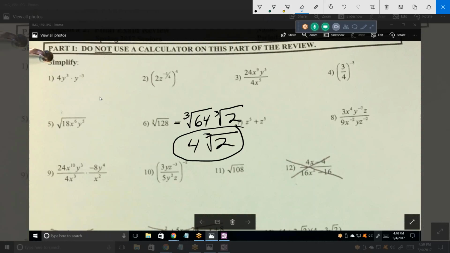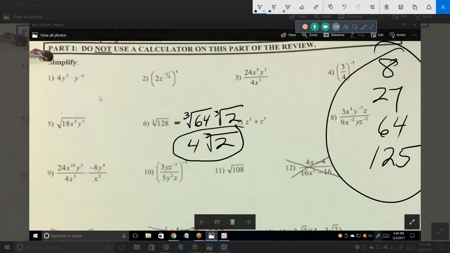So all I had to do was separate 128 into 2 factors, one of which was a perfect cube number. Now, your perfect cube numbers are 8, that's 2 cubed. 3 cubed is 27. 4 cubed is 64. 5 cubed is 125. They go up pretty fast. That's why I only remember those, because I'm usually looking to divide by one of those 4 numbers. I'm looking for factors that are one of those 4 numbers. Well, in this case, 64 was one.